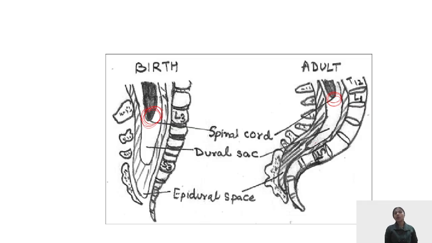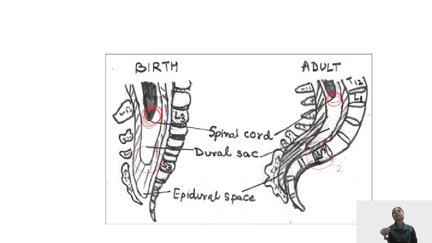When we talk about the dural sac, the dural sac in adults extends up to S1 to S2, whereas in pediatric cases it extends up to S3. I hope this is clear to you. In adults the spinal cord ends at the lower border of L1, and in children at the upper border of L3. Because it is always safe to give spinal anesthesia below these levels in adults and children.